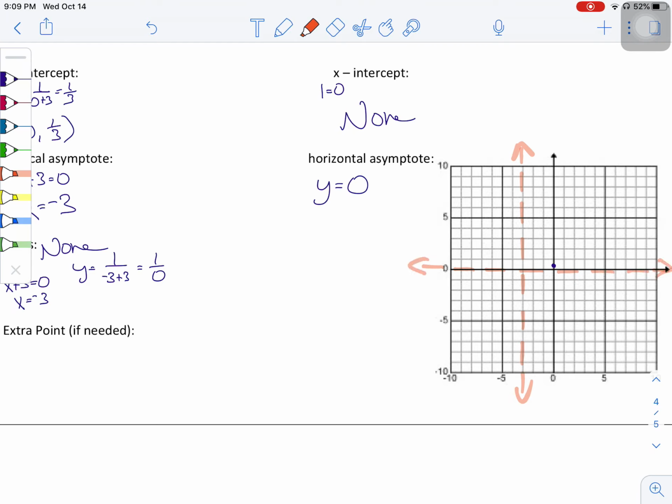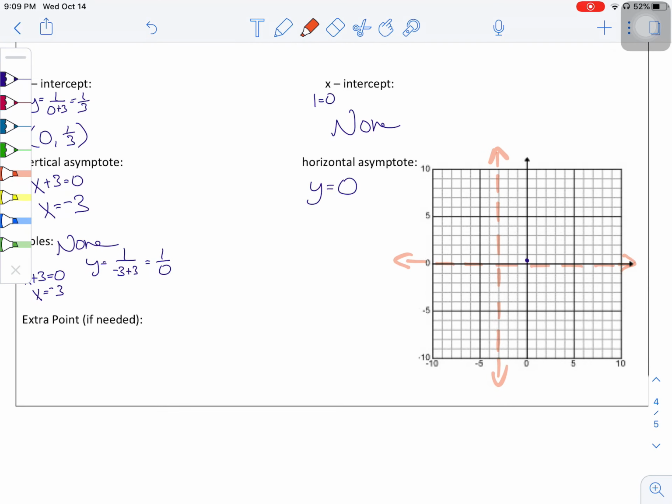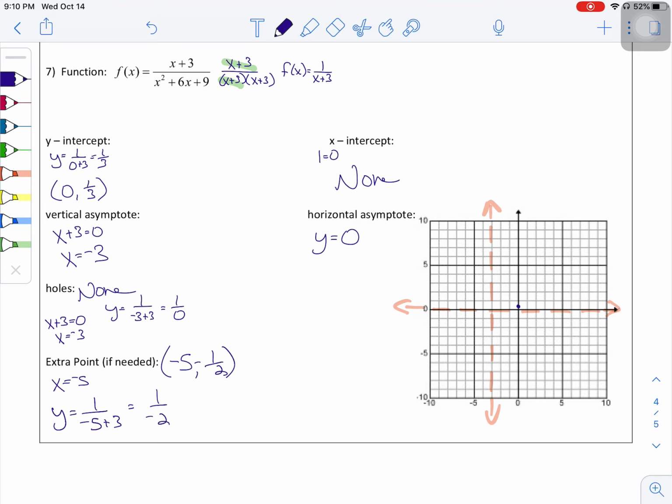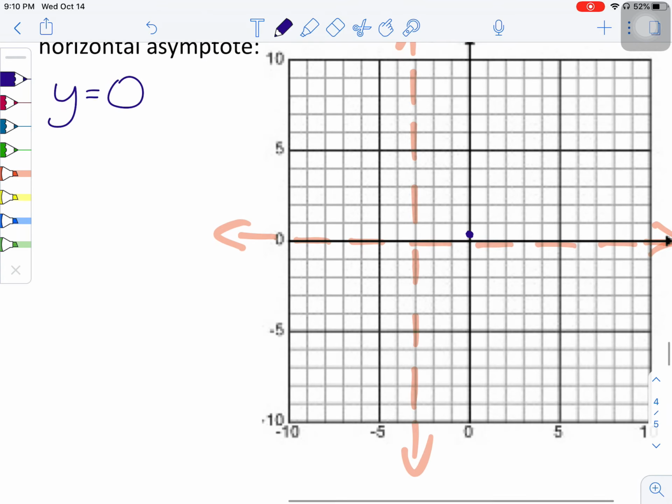And clearly, since I only have 1 point, I'm going to need something else. So for the extra point, I'm going to pick something to the left of my vertical asymptote. Since my vertical asymptote is the value -3, I'll pick x is equal to -5. So -5, comma, I want to see what the simplified version was. So y is equal to 1 over -5 plus 3. So 1 over -2, so -1/2. So at -5 here, I'm right here at -1/2.